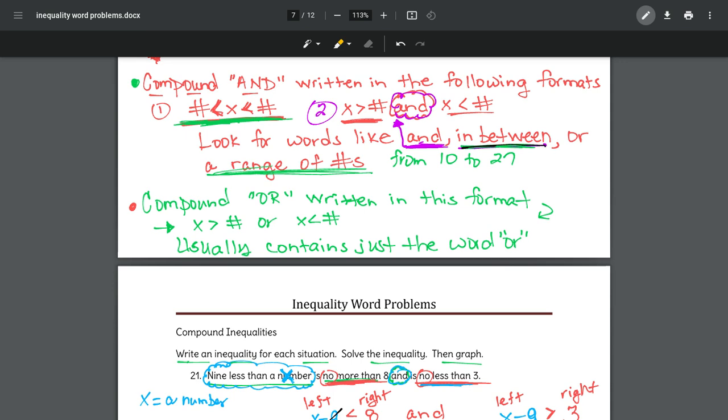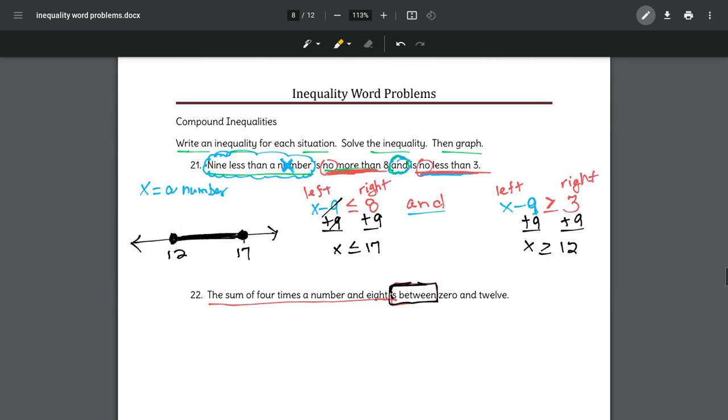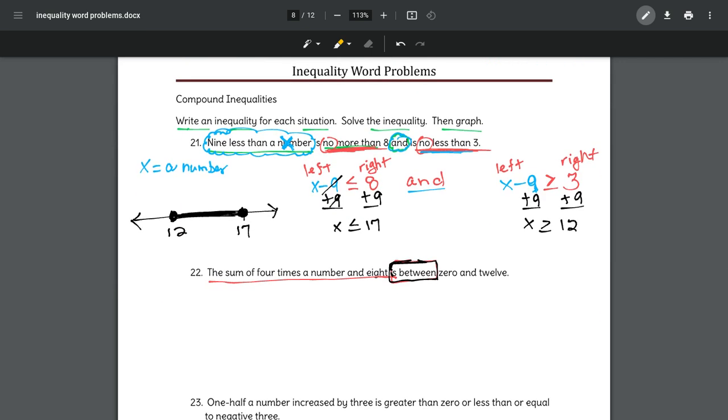So now for "is between" or "in between," I'm going to use format number 1. I'm going to put it in between two numbers. So it says the sum of 4 times a number and 8. There's your expression. That's going to go in between 0 and 12.